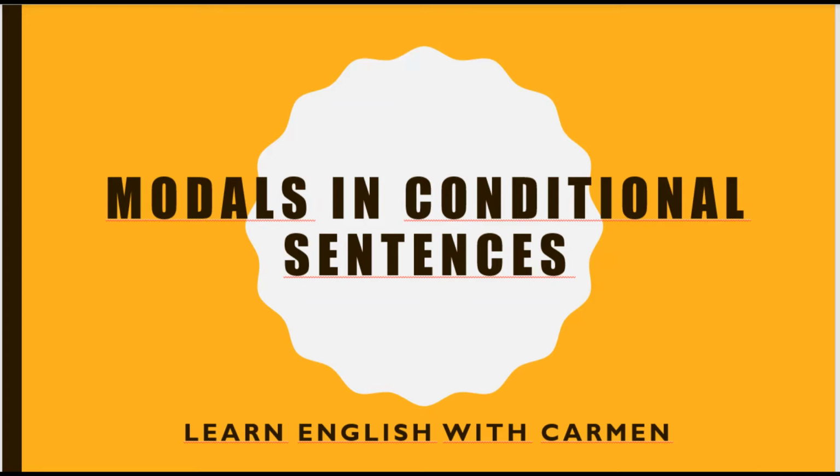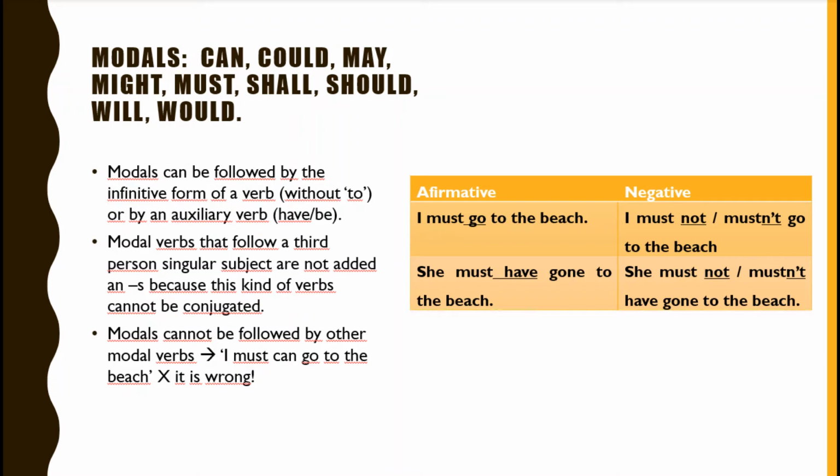Today I'm going to show you how modals are used in conditional sentences. Let's start. In English, there is a group of verbs which are called modals. These are can, could, may, might, must, shall, should, will, and would. These are always followed by the infinitive form of a verb without to, or by an auxiliary verb.